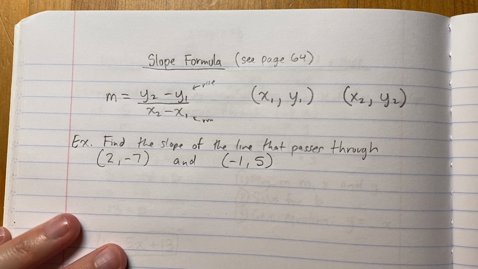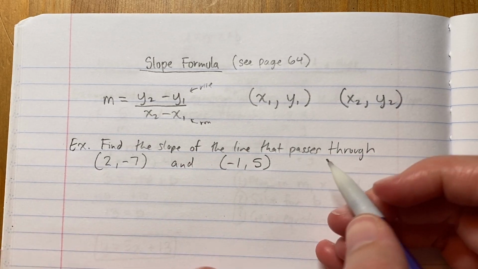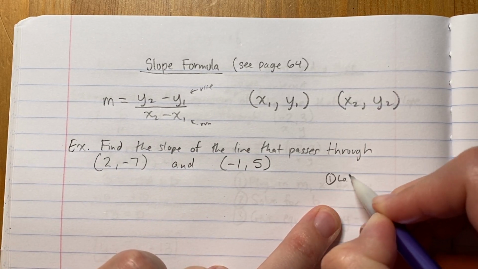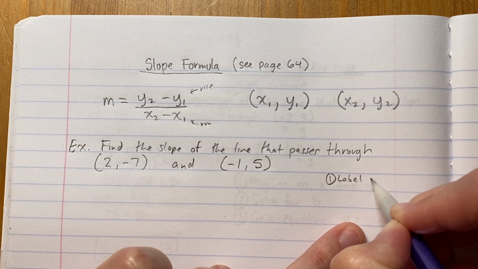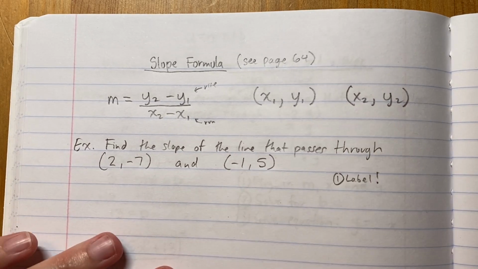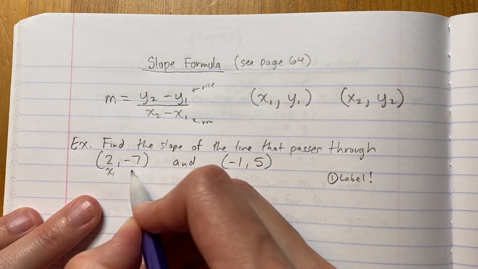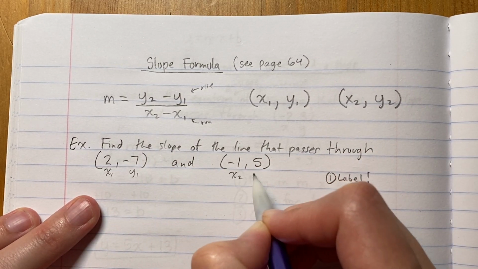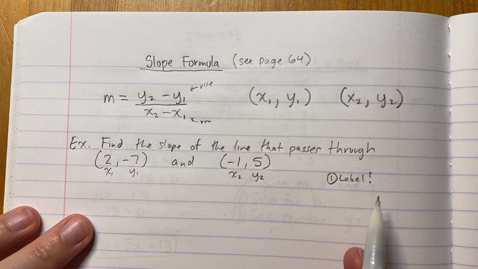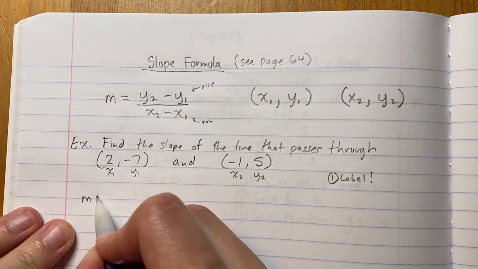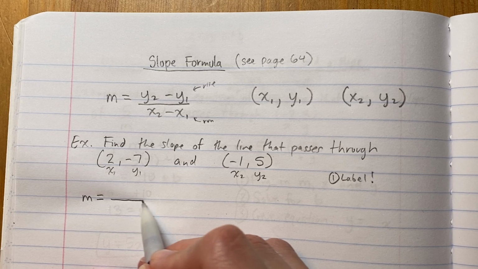Okay, so here's what I do. Label first. Do not skip this step. It doesn't make sense to skip it because it just takes a second. Look, I'm going to label x1, y1, x2, y2. Okay? Label because it's a really easy way to prevent mistakes. Now I'm going to plug in.